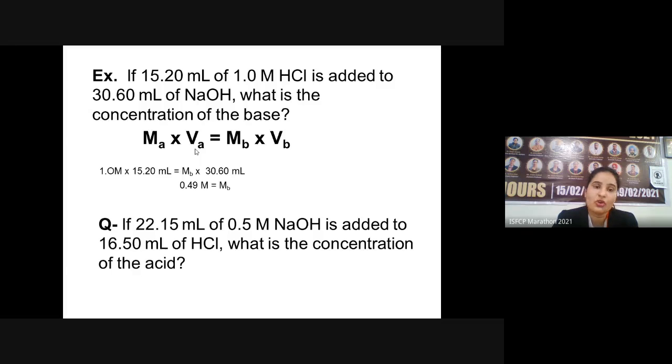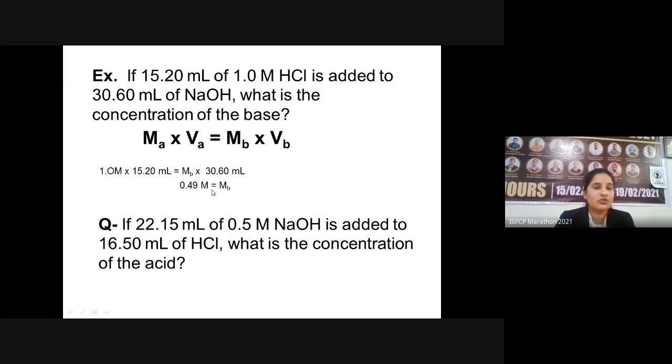By using this equation, we can simply put all the numerical values in the formula. In place of Ma, we write the concentration of HCl, that is 0.1 molar, and Va denotes the volume of acid which we have taken, that is 15.20, which is equal to Mb into Vb. Mb is the concentration of the base which we want to know, and Vb is the volume of the sodium hydroxide which we have taken. By dividing by 30.60, we get the concentration of the base, which comes out to be 0.49 molar.